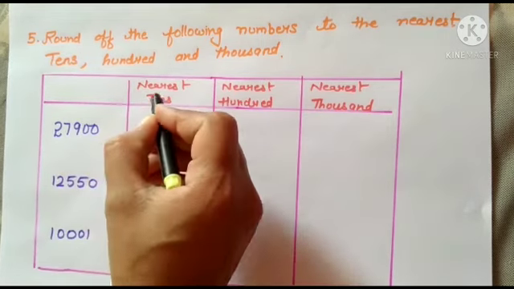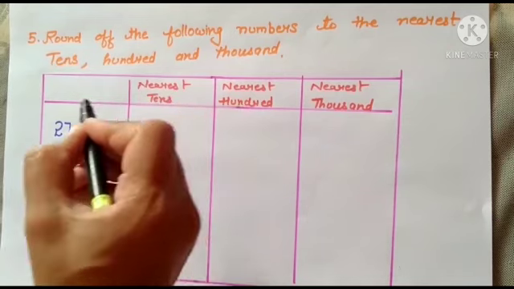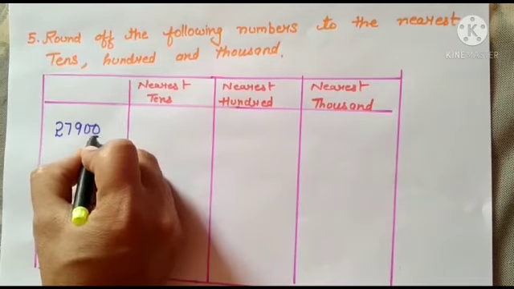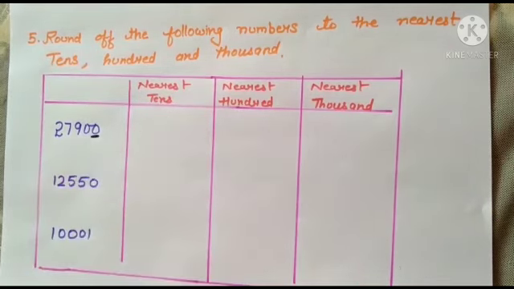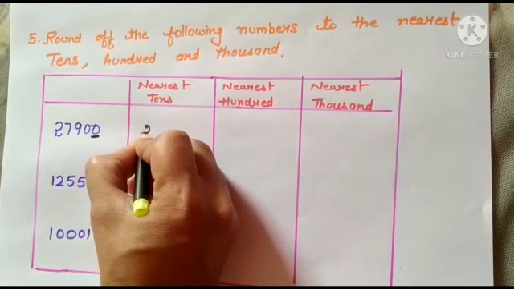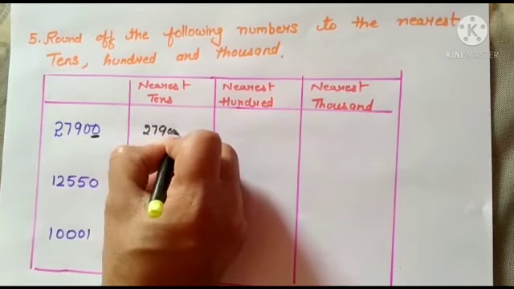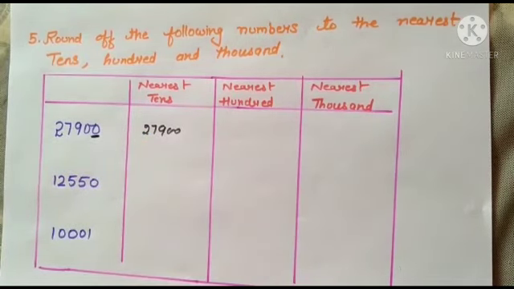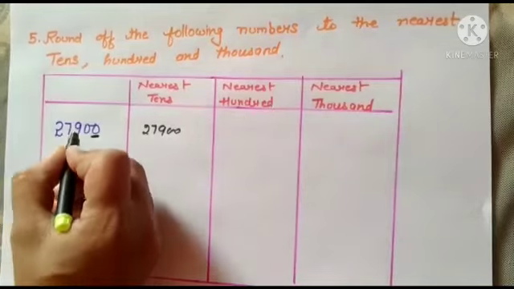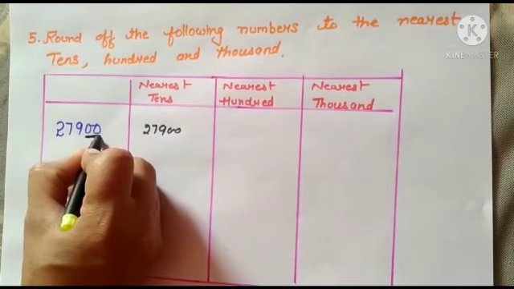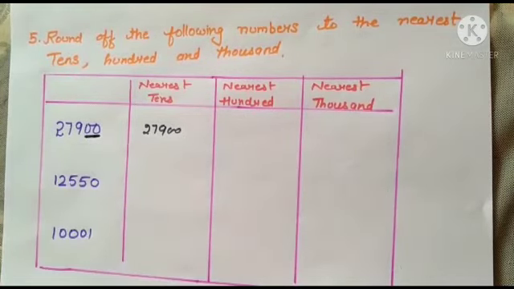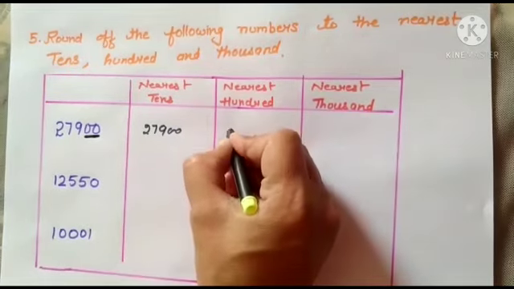27,900. We have to convert to the nearest tens. So we will write, see the last digit is less than 5. So our answer will be the same, 27,900. Nearest 100, we will see 2 digits. The 2 digits are less than 50. So our answer will be the same.